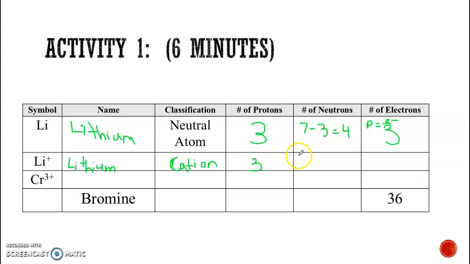And the mass number does not change either, so it's 7, which is the mass, minus 3, which is the atomic number, equals 4. But now our protons no longer equal our electrons. We have 3 originally from the atom, but this plus 1 is telling us we actually lost 1. So it's 3 minus 1, which means you have 2 electrons for this lithium ion.